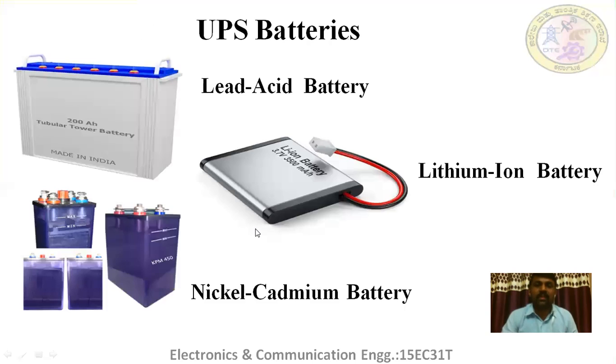Let us move on. What are the batteries used in UPS? These are some different categories, types of batteries. One is lead acid batteries, nickel cadmium batteries, lithium ion batteries. These batteries use different electrolytes to hold a charge. This lead acid battery uses acid or distilled water. These are the low cost basic batteries.